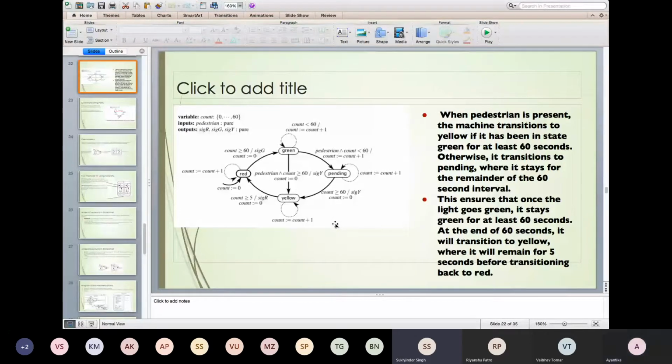But we have not given the specification regarding when there is no pedestrian and the count reaches 60.